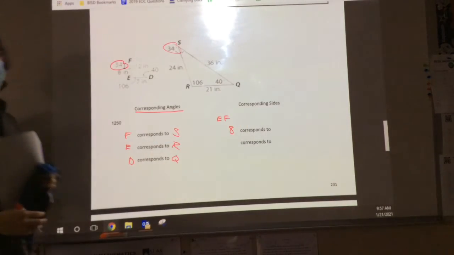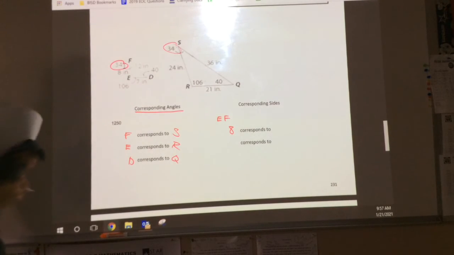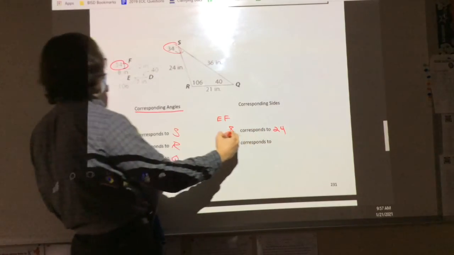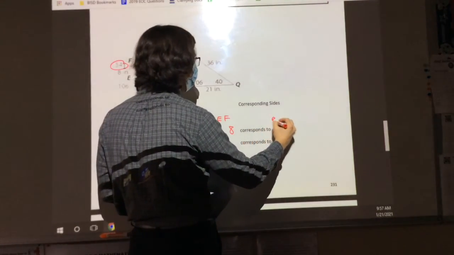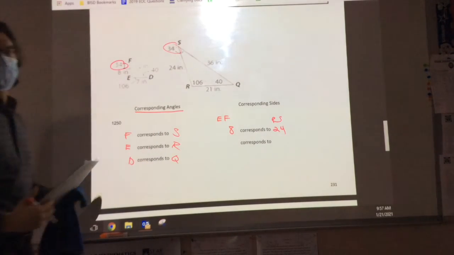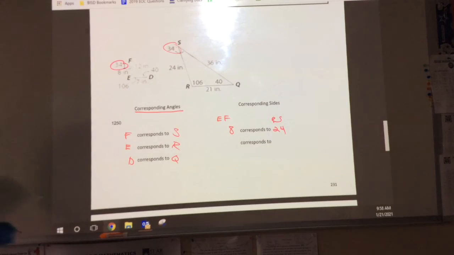And what's it going to be for the other side now? Rosie? 24. And what side would that be, Reed? SR. We're going to call it RS to keep them going the same way. Bottom to top, bottom to top. Are we good there?